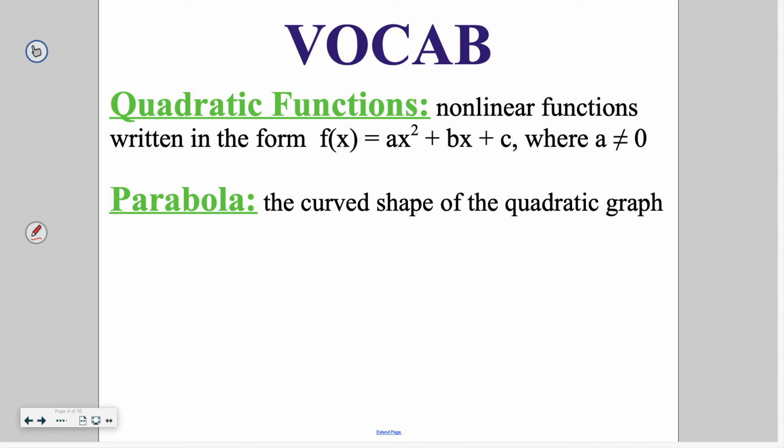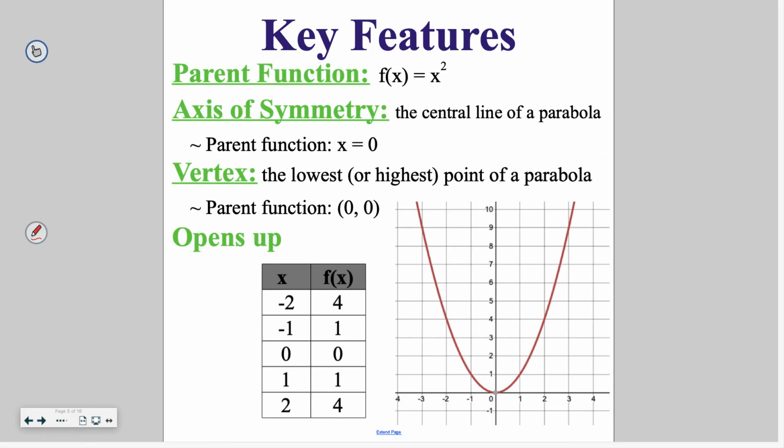The particular shape of a quadratic graph is called a parabola. So it's going to be a curved shape, and it's going to look like this. This pictured right here is what we call the parent function. That's this f of x equals x squared. That is the most basic quadratic function we can get. There's nothing being added or subtracted, multiplied, divided, anything. It's just the basic x squared function.